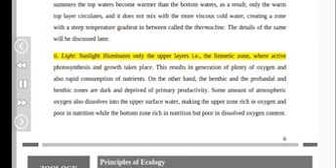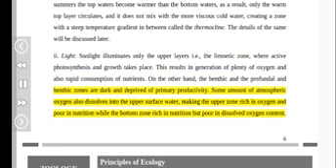2. Light. Sunlight illuminates only the upper layers, i.e., the limnetic zone, where active photosynthesis and growth take place. This results in generation of plenty of oxygen and also rapid consumption of nutrients. On the other hand, the profundal and benthic zones are dark and deprived of primary productivity. Some amount of atmospheric oxygen also dissolves into the upper surface water, making the upper zone rich in oxygen and poor in nutrition, while the bottom zone is rich in nutrition but poor in dissolved oxygen content.